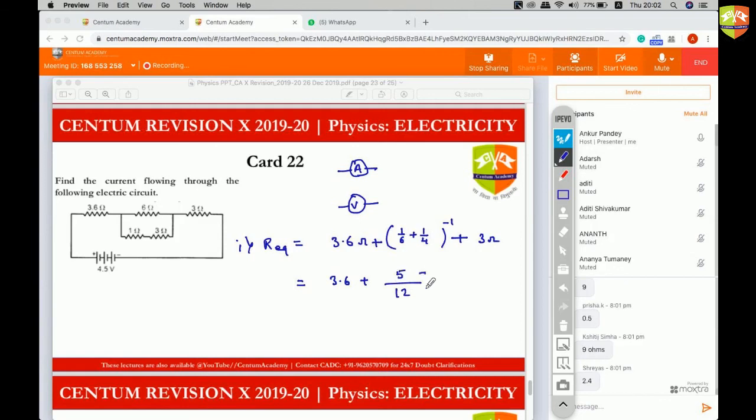Okay, what is this 2.4 shares? Achha, 2.4 might be this. Yeah, yeah. Okay, got it. No problem.